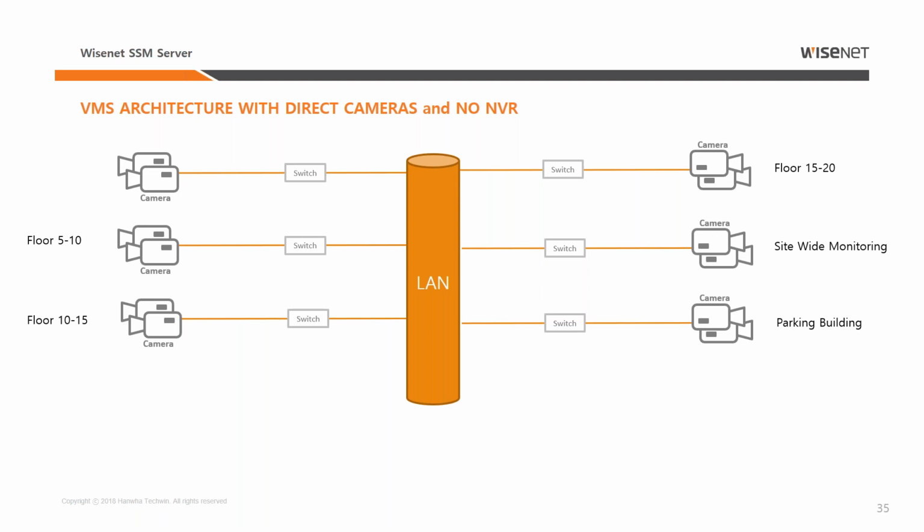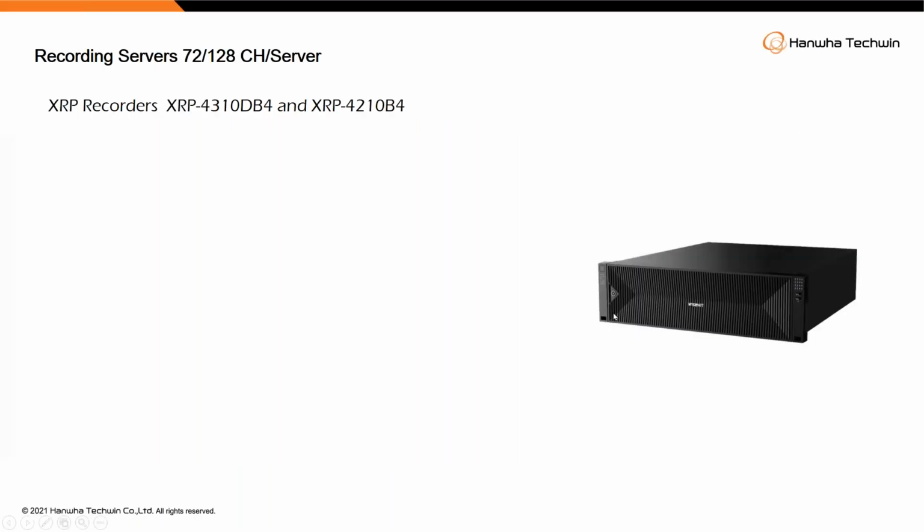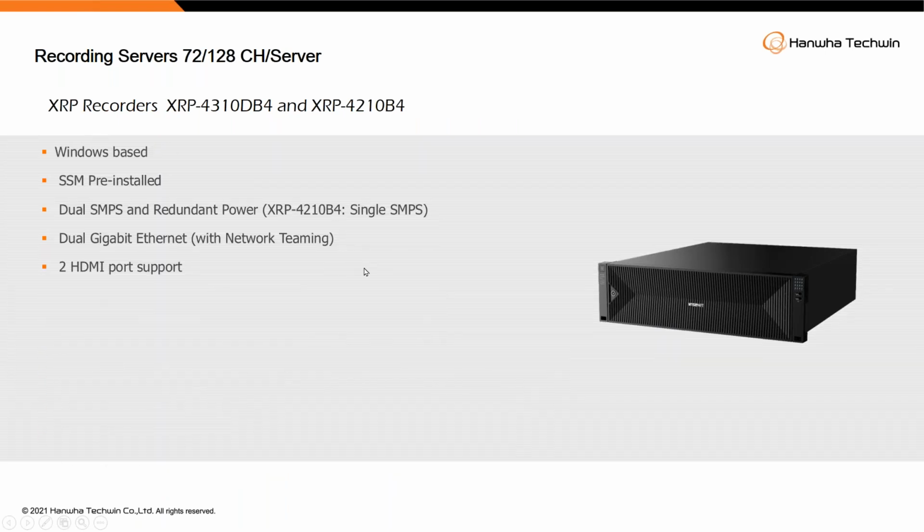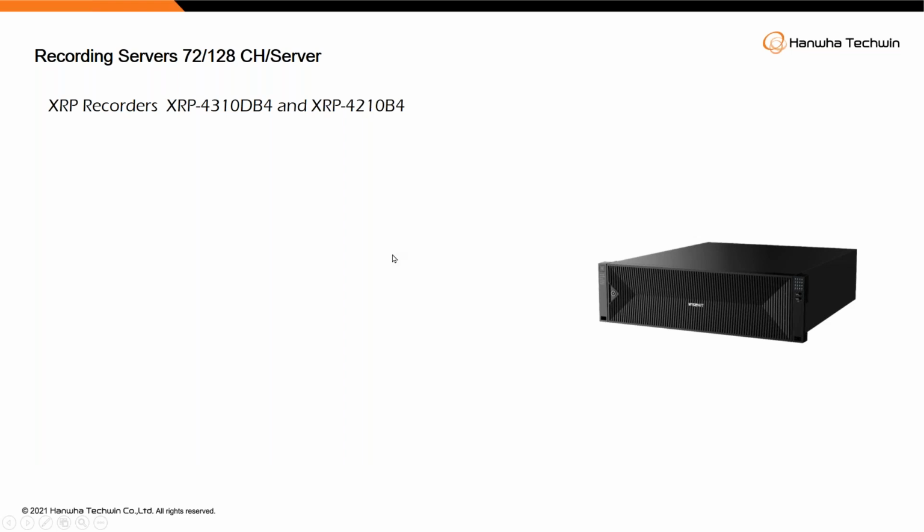Like we are a VMS company now. You will buy our camera or any third party camera, but use our VMS. In this case, when you are not purchasing the basic 16 channel, 32 channel, 64 channel NVR, you have two options. You have the option to buy a Windows based recording server called XRP, or Windows based recording servers called PRP.